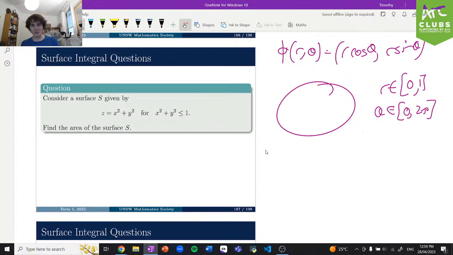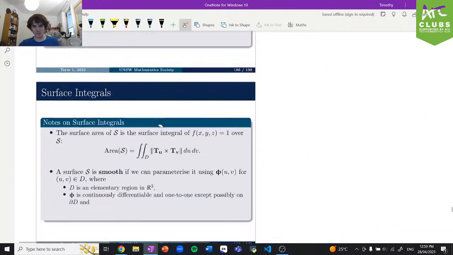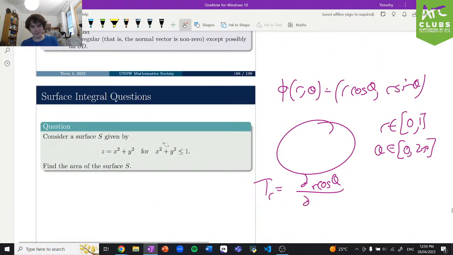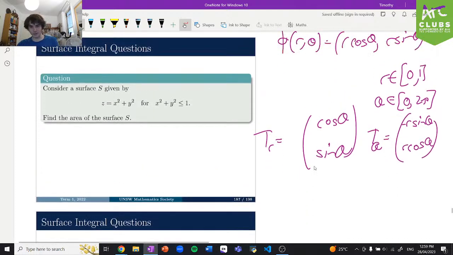Now that we've gotten that out of the way, we need to find our two derivatives. Our two tangents, sorry. Our formula was, I'm mental blanking. Oh, we have to differentiate the whole thing. We differentiate the entire thing with respect to r, so that is going to be cos theta, sine theta, and our tangent with respect to theta is going to be minus r sine theta and r cos theta. We then take the cross product of these two.